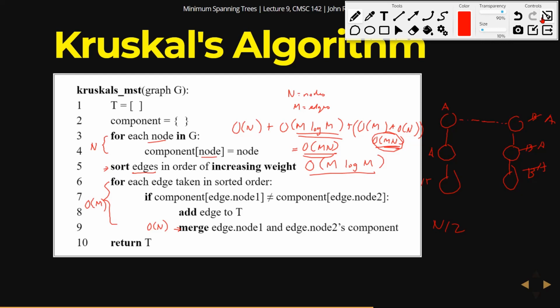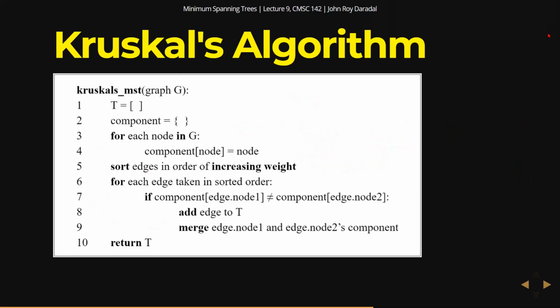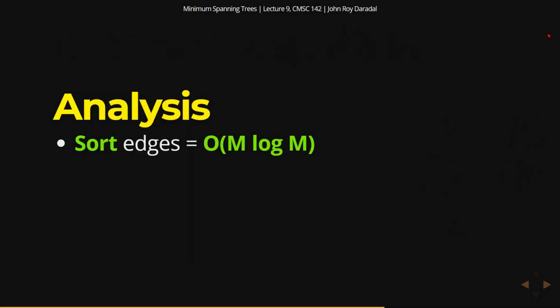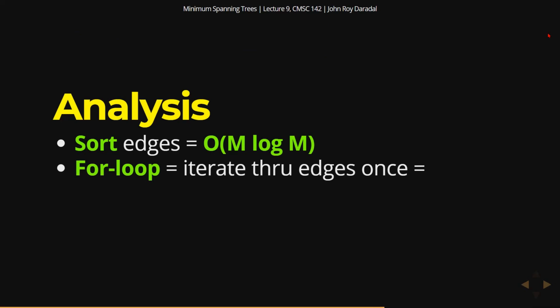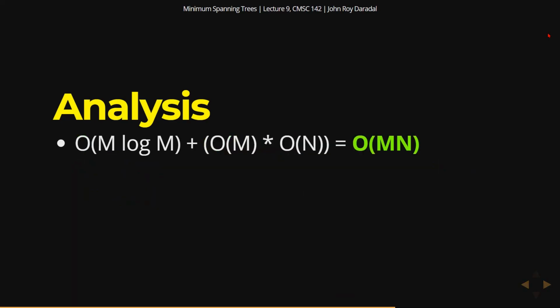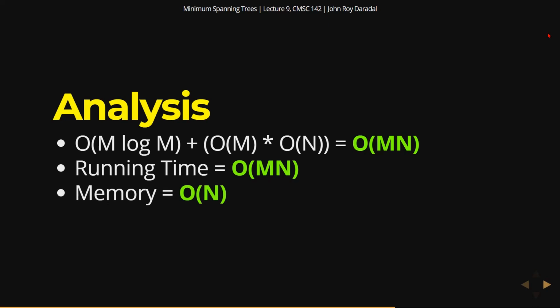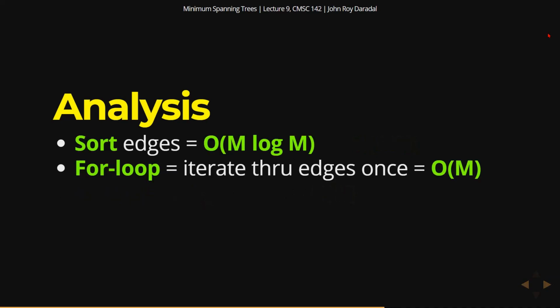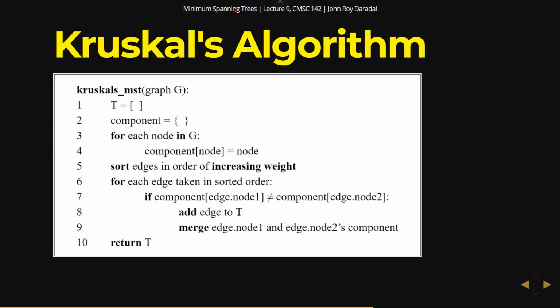Okay? So, yeah. So sort edges take m log m, for loop, because you iterate through edges once, that's O of m. And then you merge components, it's O of n. So in total, it's O of mn. Okay, running time. And then the memory is also O of n, because going back here, you actually need to take note of the component, and each node has to have an entry in the component dictionary. So that's O of n, the memory.